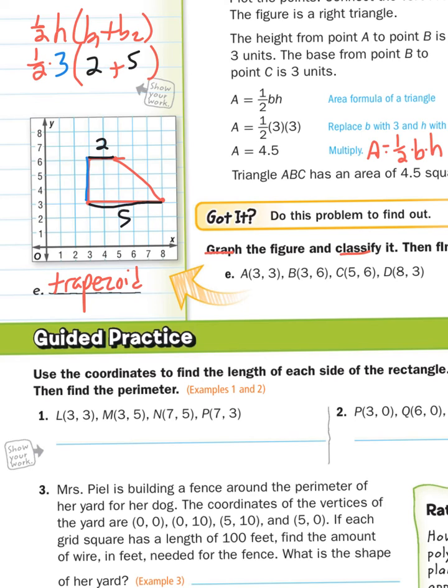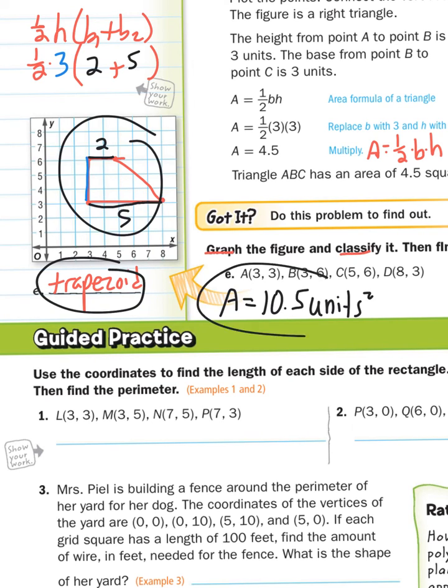Okay. So last, you just have to type that in your calculator. And if you type in half times 3 times parentheses 2 plus 5, you should get 10.5. So my area is 10.5 square units. So if you were able to get all of these, classifying it, graphing it, and finding the area correctly, then you need to give yourself a big pat on the back because you figured this out.